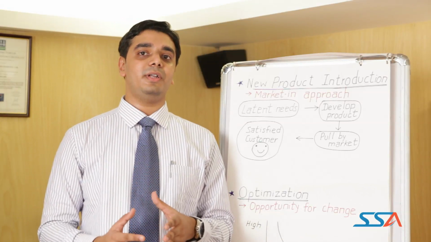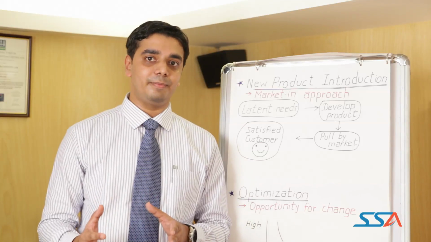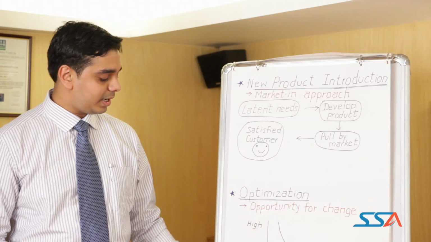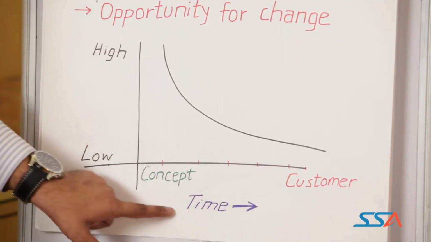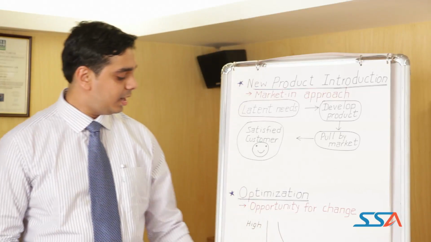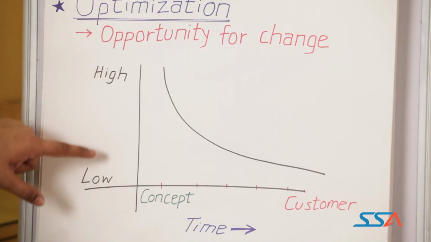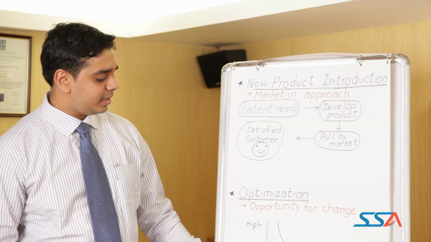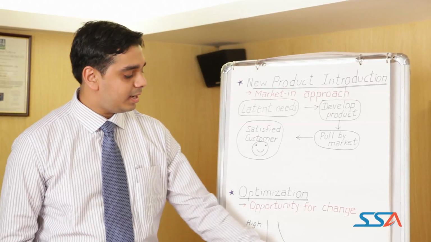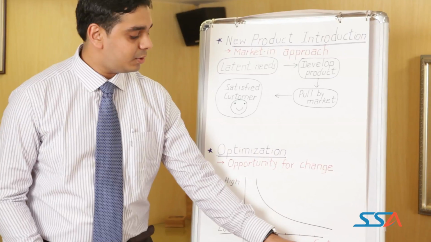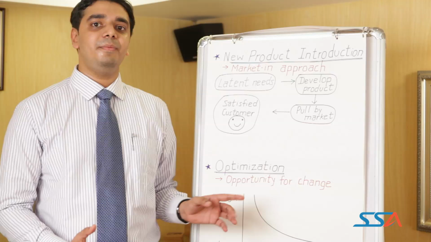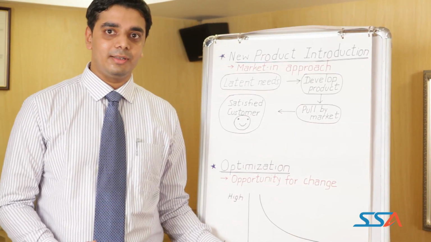DFMA, since it is carried out in the design stage of a new product design and development, this chart gives us the opportunity for change. Now let us take a look at this graph. X-axis shows the time of the concept to the product development till it reaches the customer, and the y-axis shows the opportunity for change from low to high. Now we can see clearly here, at the concept stage, the opportunity for change is very high and the opportunity for change is very low when it reaches the customer. Quite obvious that maximum changes can be done at the concept design stage only.